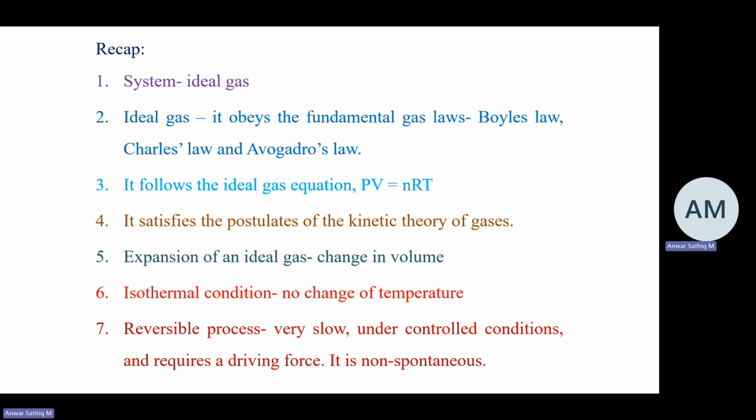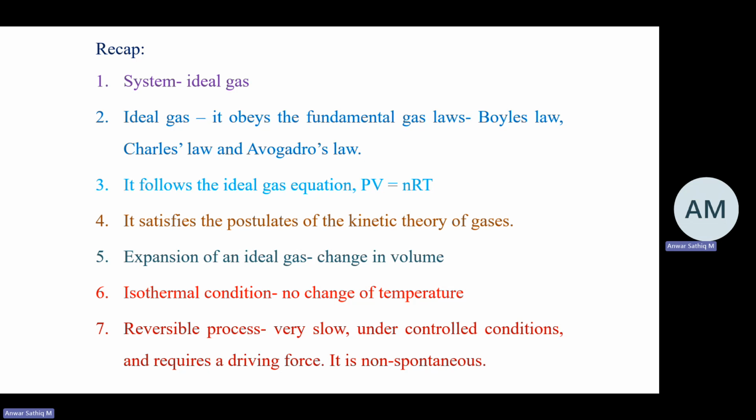A gas is called ideal when it obeys the fundamental gas laws: Boyle's law, Charles' law, and Avogadro's law. It also follows the ideal gas equation PV is equal to nRT. It also satisfies the postulates of the kinetic theory of gases. Second, the term expansion means that the volume of the gas increases during the process.